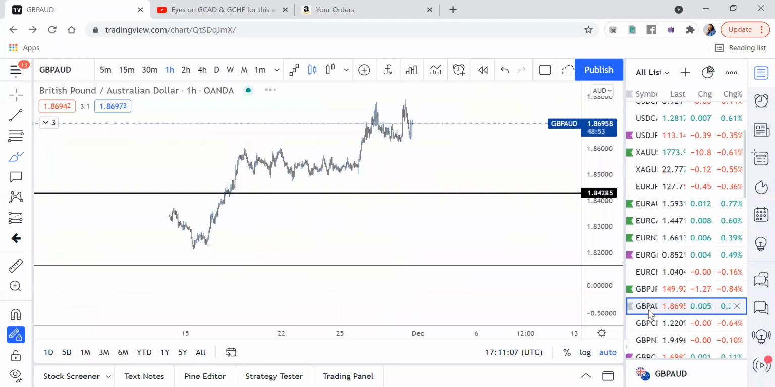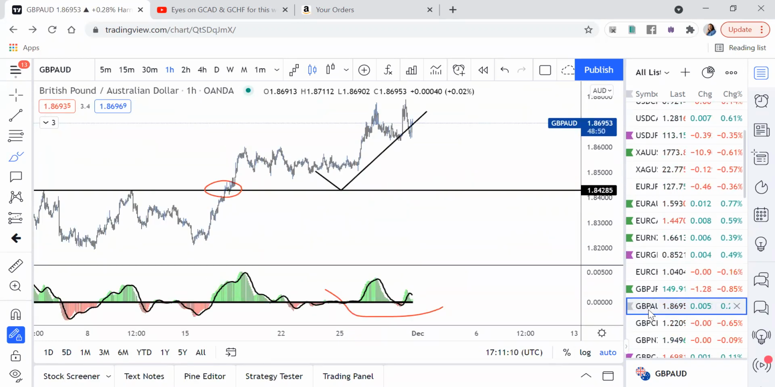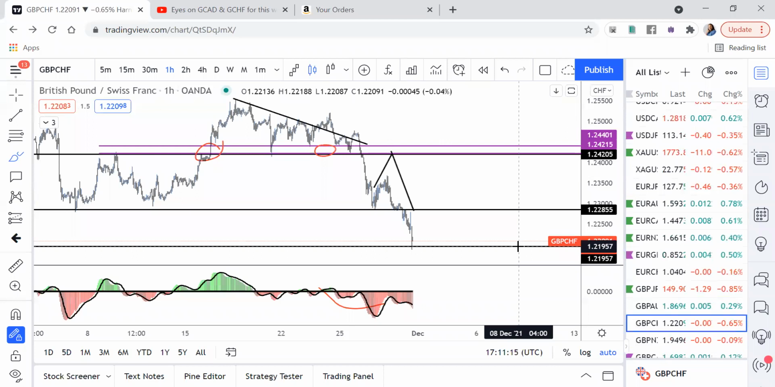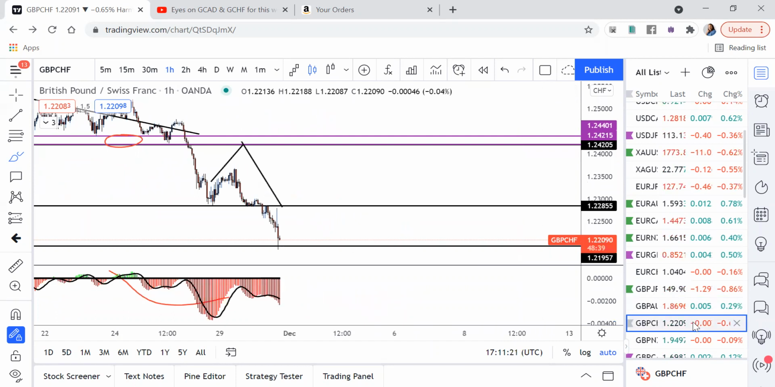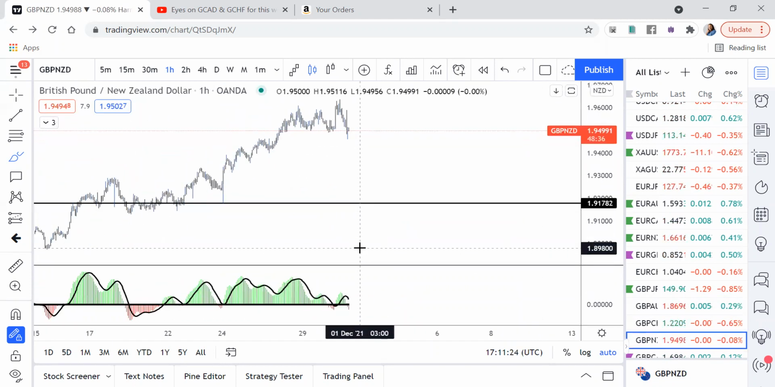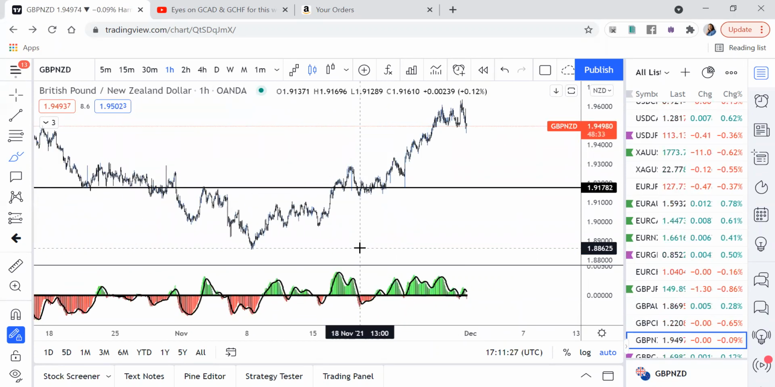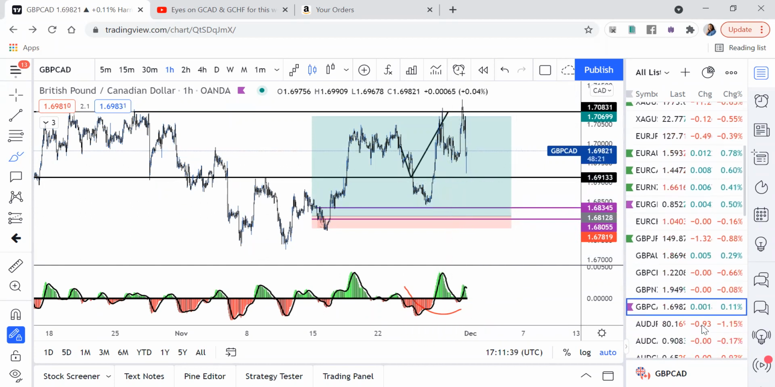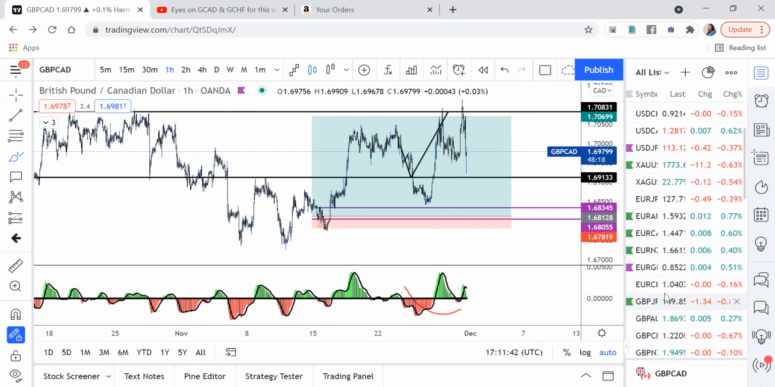Let's see, GA. I didn't like GA at all. GBP CAD, I'll leave this alone. GBP NZD, I'll leave this alone as well. G-Chef. No, G-Cat. Also we'll leave this alone. So I only like GJ and the euros, right? For this week. So euros for sure.